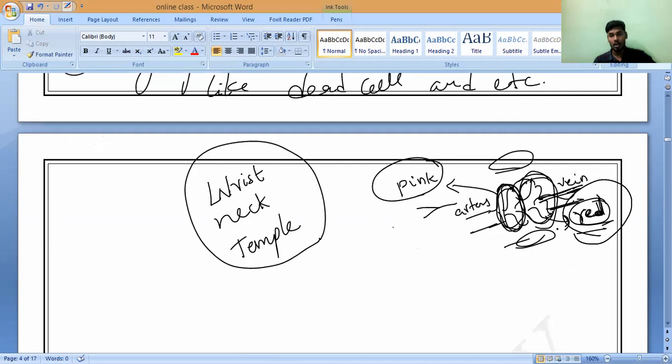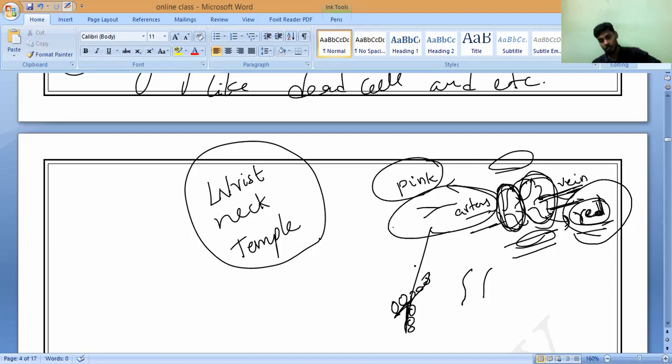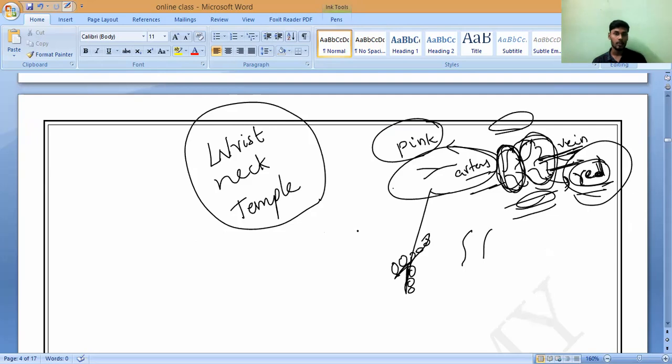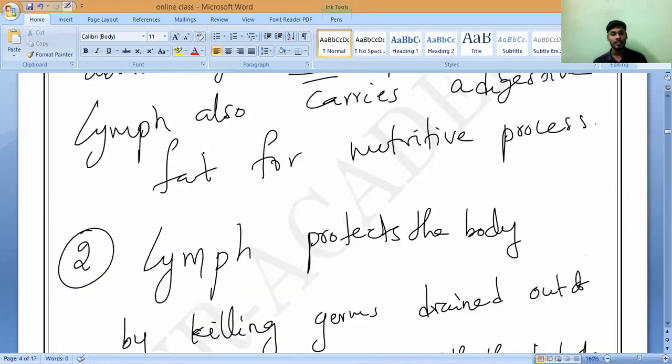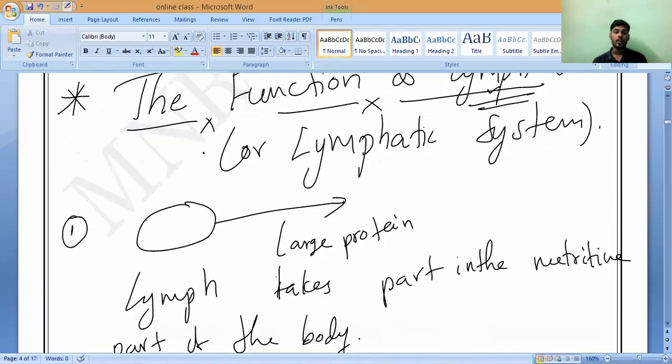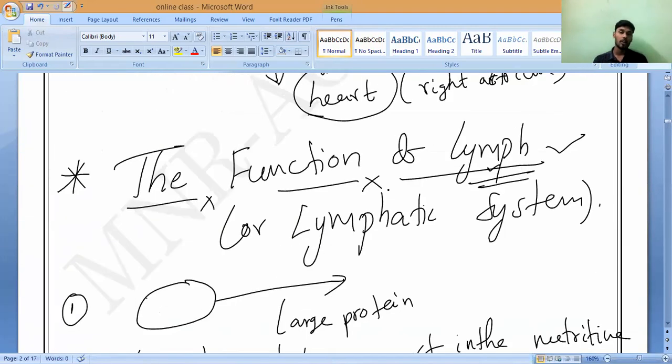This is what you have to draw for blood capillaries. Blood capillaries are open on both sides, but what about this one? Only one side is open. Understand that? Only one side is open, and they have large pores, so that they can easily absorb even large protein molecules. Like that, you can explain the two ways. Will you be able to explain or not? Please tell me. So these are the functions. Please all of you read the functions once. Very, very important question: functions of lymph or the lymphatic system.